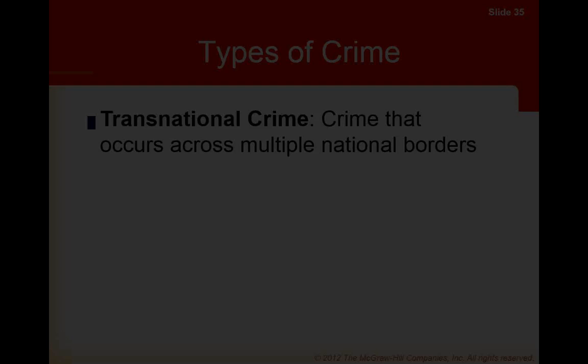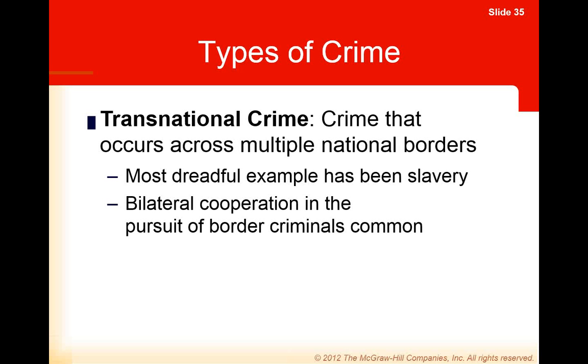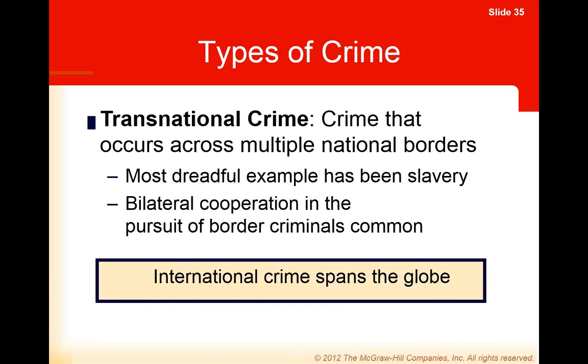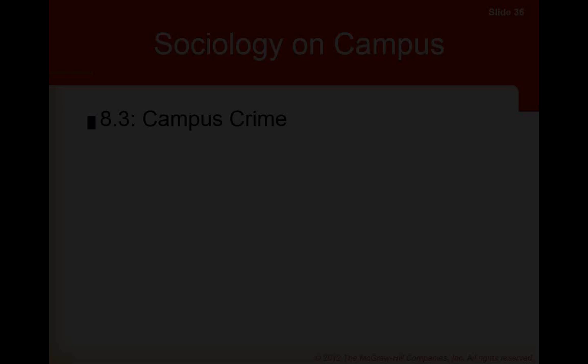Bilateral cooperation between governments in the pursuit of border criminals is common. The U.S. is trying to work with the Mexican government to rein in what's been going on with the drug cartels in the northern part of Mexico. But international crime spans the globe.